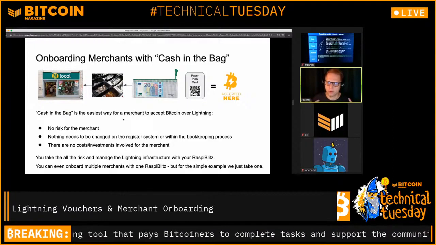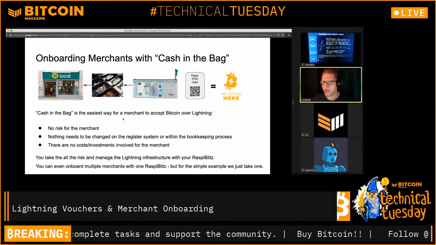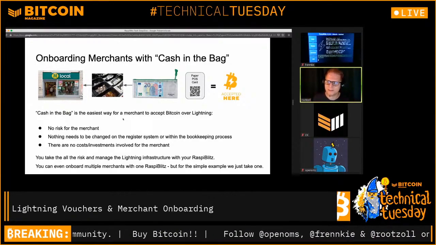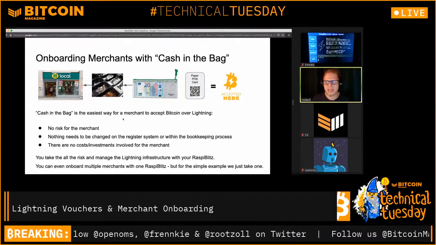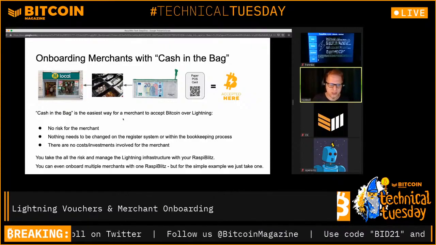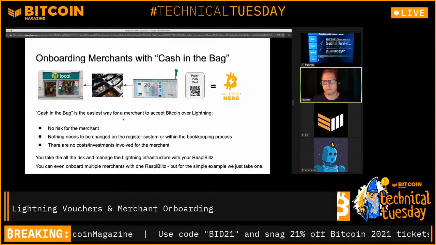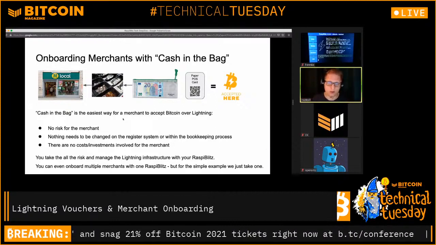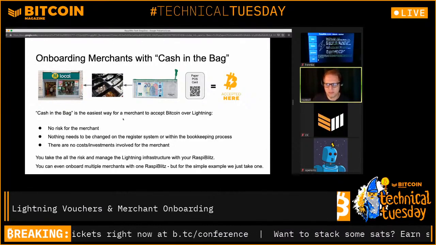This is really just for your local merchant, maybe at your meetup, who always wants to know, I don't like to have it complicated to sell the Bitcoins or whatever, so give them the easiest kind of entry possible. This is maybe the concept you want to look into, because it takes all the risk away from the merchant. There's nothing that needs to be changed in the merchant's register system or with the bookkeeping, because this is what a lot of merchants are very afraid of when they hear Bitcoin, or what would be hard with the IRS, whatever, like it's all hard. So this tries to keep this simple, and there are no costs and investments for the merchant.